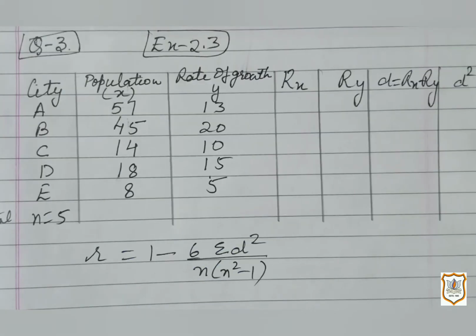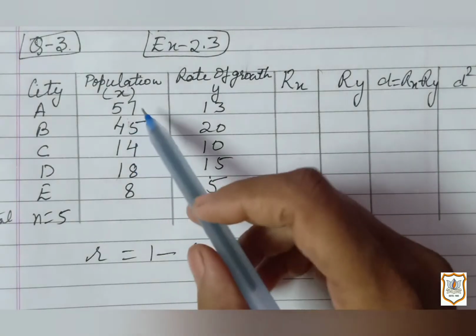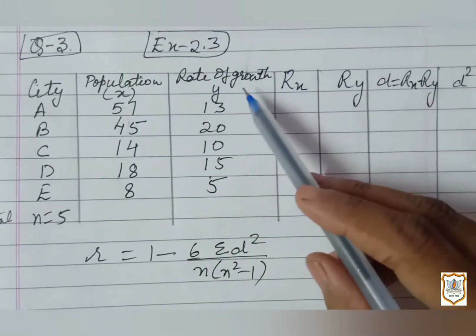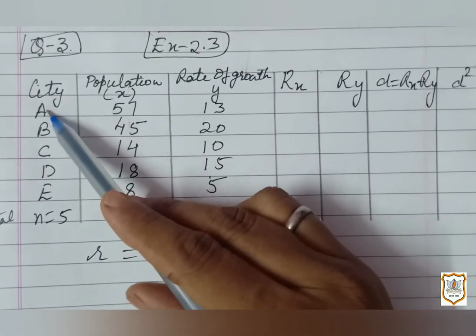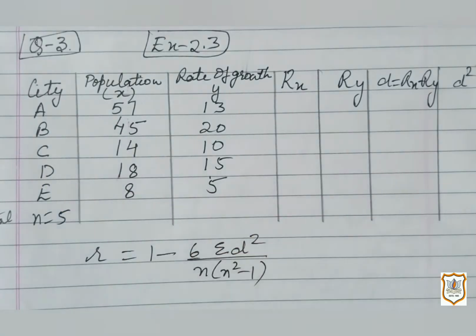Now let us do question number 3 of exercise 2.3. Here again we are supposed to find the rank correlation coefficient between the population of the cities and the rate of growth of the population. Population we are taking as X, and rate of growth we are taking as Y. And these are the cities A to E.